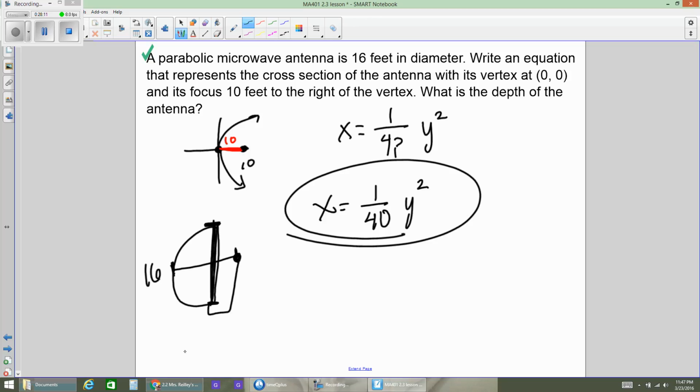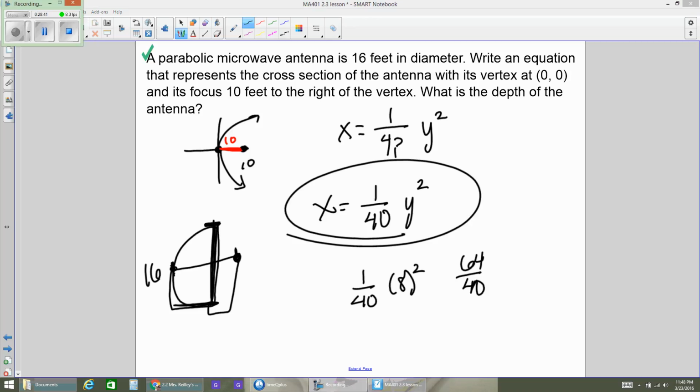And I'm going to plug in what value? Do I plug the 16 in there? No, I really don't. If I want to know the depth of the dish, I'm going to come out to the edge here to find the depth of the dish. 8 units. So 1 over 40 times 8 squared is 64 over 40. Grab your calculator. And you should get 1.6. And what is it? It is feet.